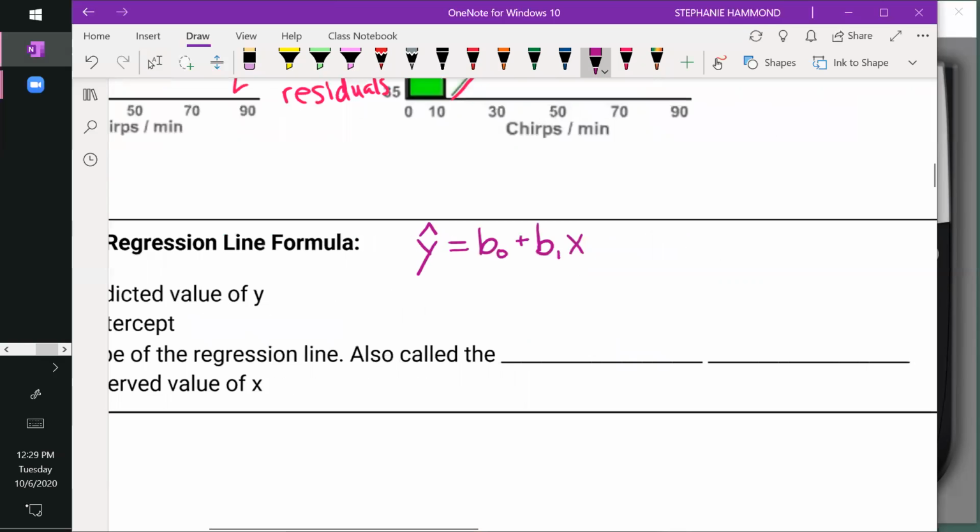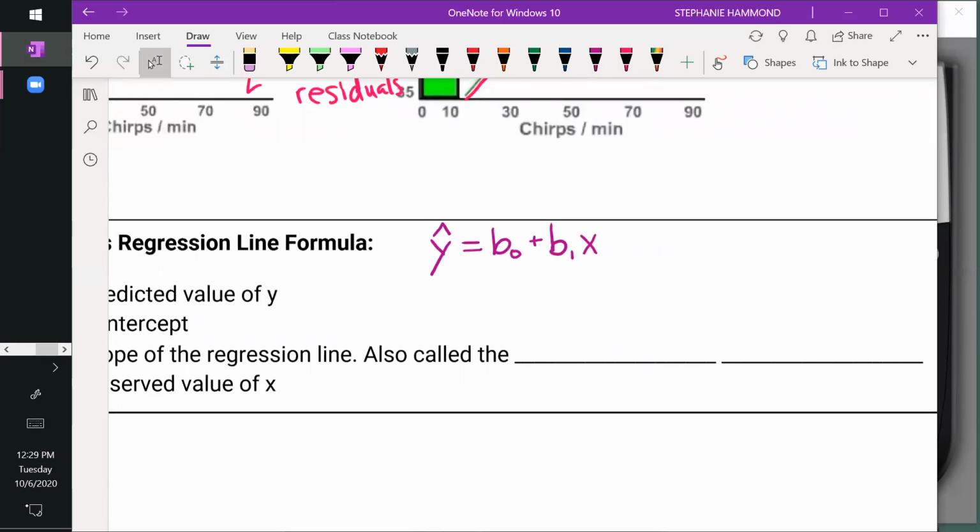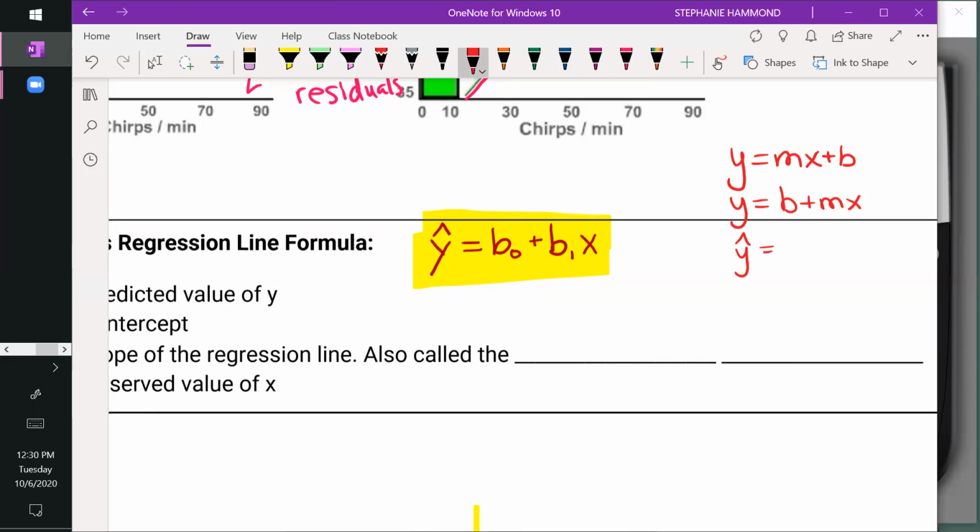Okay, so before I talk about what each of these letters mean, you've actually already seen this type of formula before. This formula is actually no different than the slope-intercept form of a line that you learned about in Algebra 1. Think about it. The slope-intercept form of a line is y equals mx plus b. If I rearrange those terms, I get y equals b plus mx. Now I can relabel some of my variables. Instead of saying y, I'll say y hat. I'll change b to b naught, and I'll reassign m to be b1.